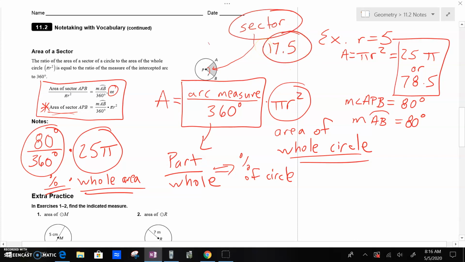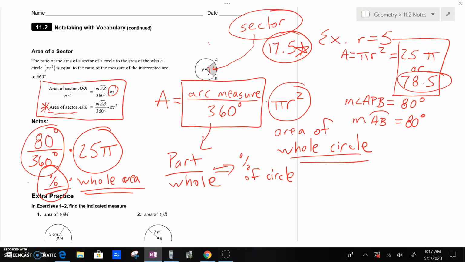17.5. And that should be certainly smaller than the whole thing, which is 78.5, because we're only doing a little piece of it. So the whole thing, 78.5, depending on what that angle measure is in there, that's going to make how much of your percentage that you're using, and then you multiply by the whole area. That's really the whole lesson. So that example is the entire lesson.